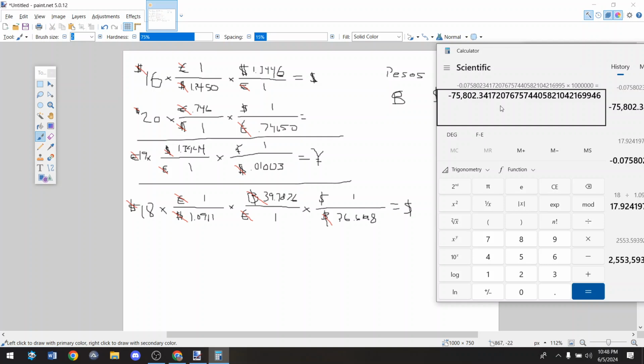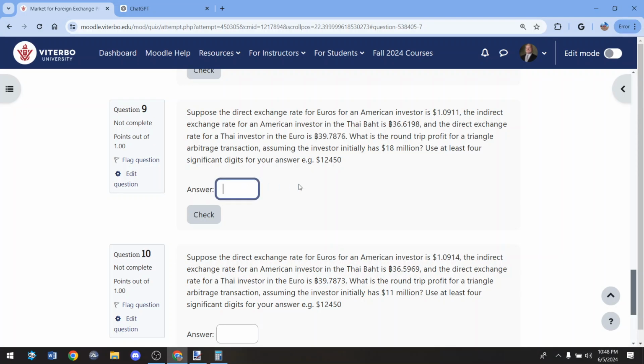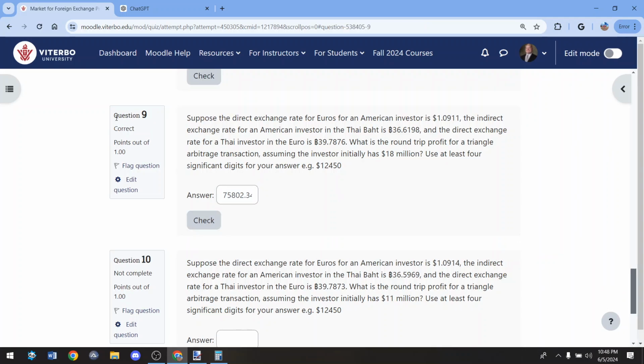So of course we're just going to go the other way. Instead of buying euros, we're going to buy baht, go the other direction, and we'll end up 75 grand ahead. So I'm just going to copy this, throw it right in the problem, and get rid of that negative number because we're just going to do this backwards, and we should end up with a happy, correct answer.